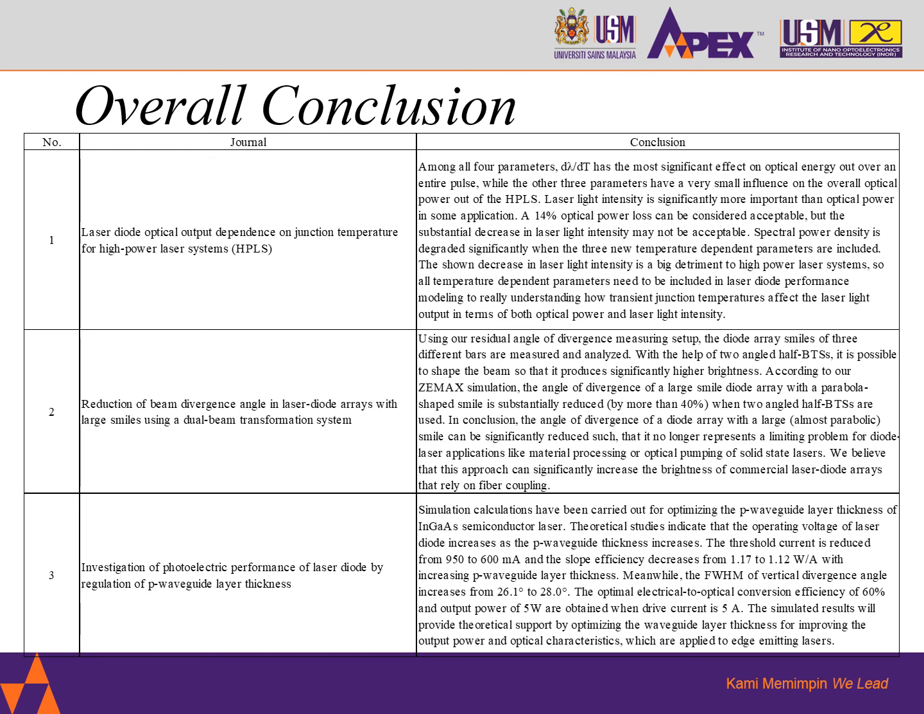We do see that with this layer thickness, the FWHM (full width half max) of the divergent angle is increased from 26 to 28, and an electrical to optical conversion efficiency of 60% and output power of 5 volt are obtained when the drive current is 5. The simulated result will provide theoretical support by optimizing the waveguide layer thickness. In our case, the optimized one is 550 nanometer, and this is proved to achieve the maximum output power and optical characteristics, which are applied to edge-emitting lasers.